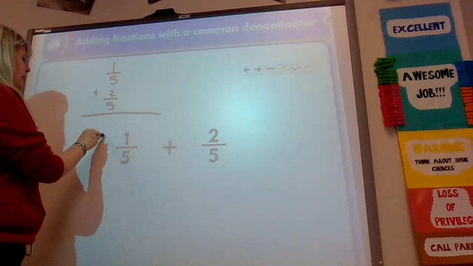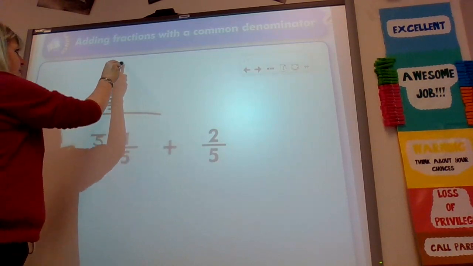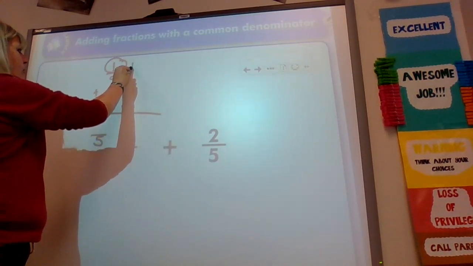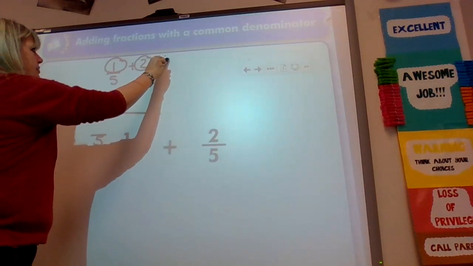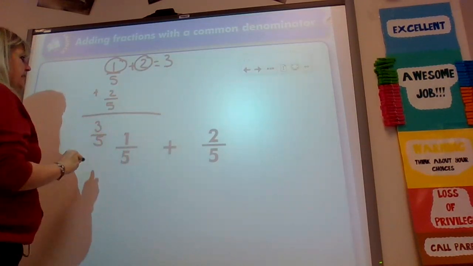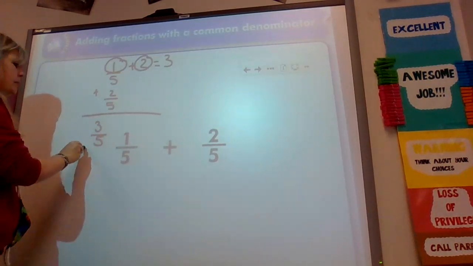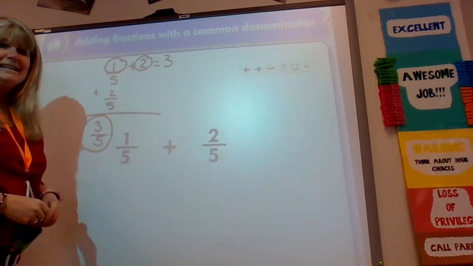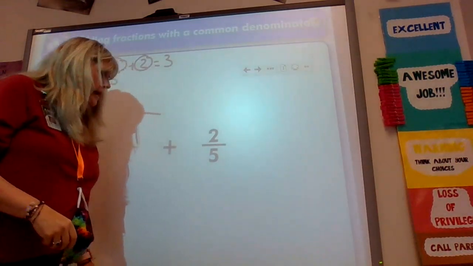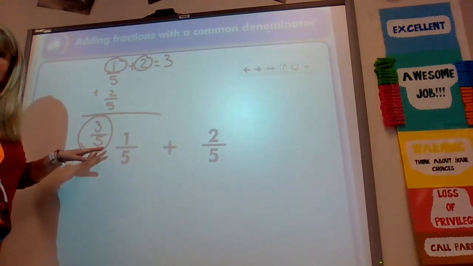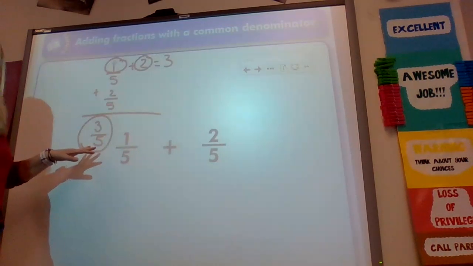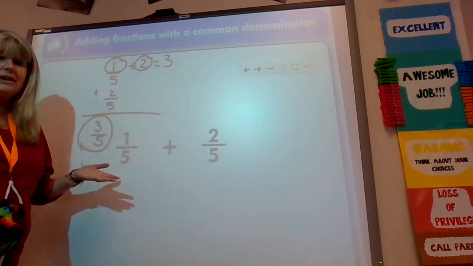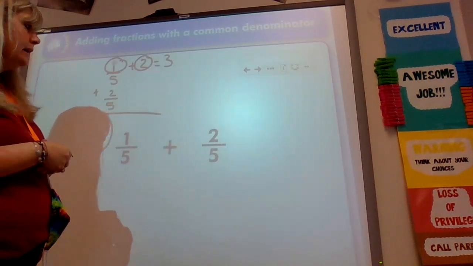Okay, so our denominator is going to stay as 5. So we're going to add the numerator 1 plus the numerator 2, which gives us 3. So 1/5 plus 2/5 equals 3/5. And it is in its simplest form. And we know that because the factors of 3 are 1 and 3, and the factors of 5 are 1 and 5. And the only one that they share is 1.